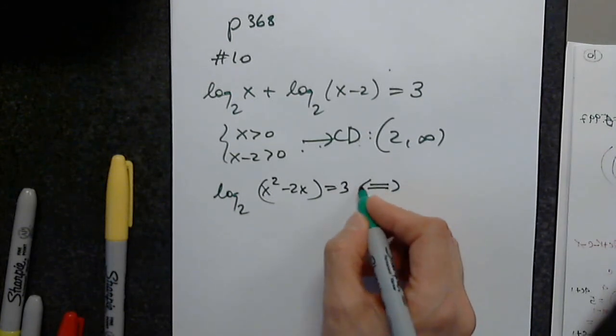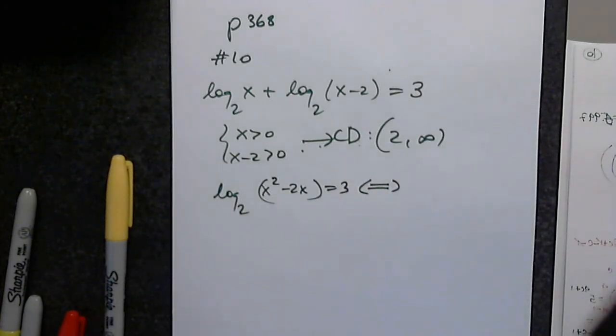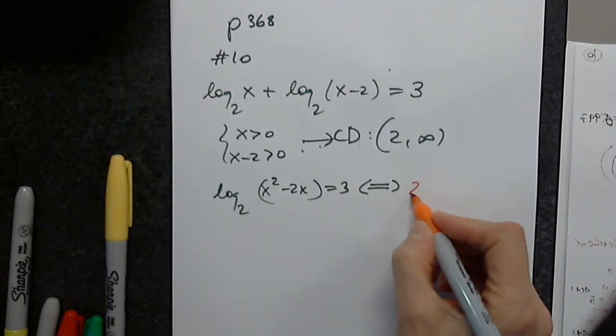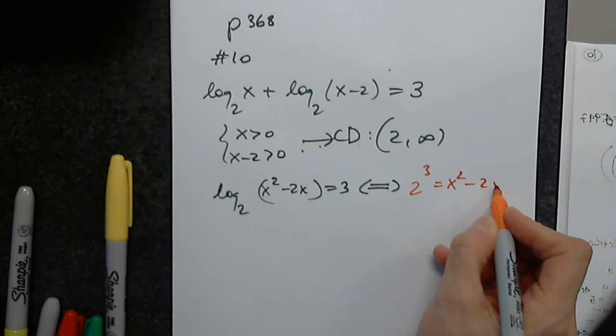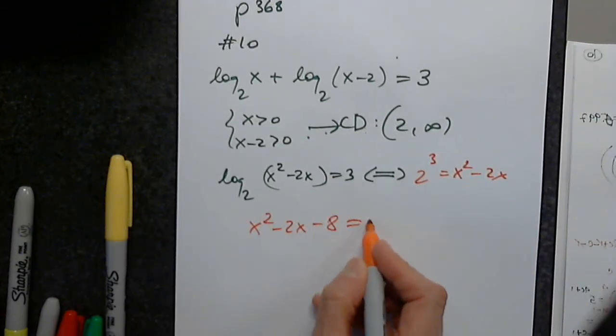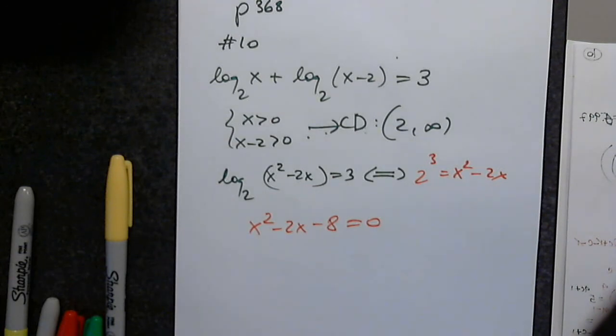Now I have to be very careful how I change this, because I have to change it from a log equation into an exponential one. x squared minus 2x equals 2 to the third. Right, 2 to the third equals x squared minus 2x. So x squared minus 2x minus 8 equals 0. Because in the next step, I identify it again, and I see it's quadratic, and I have to set it equal to 0.